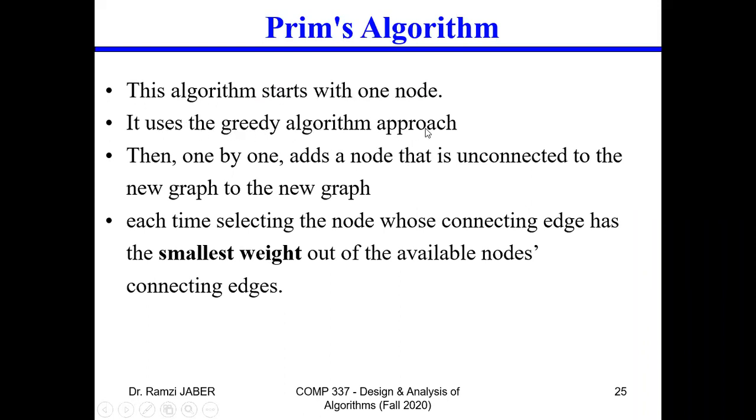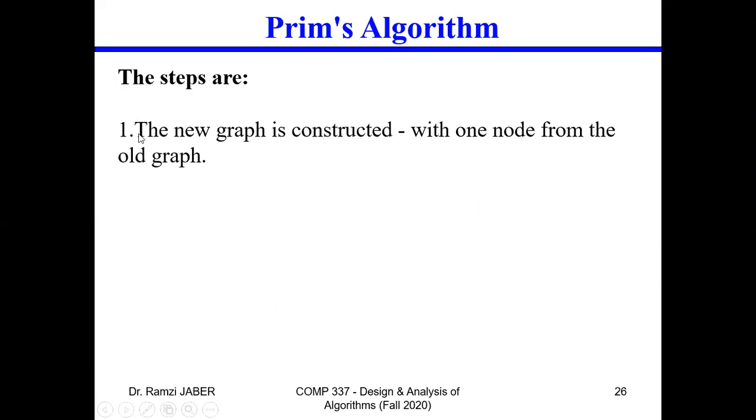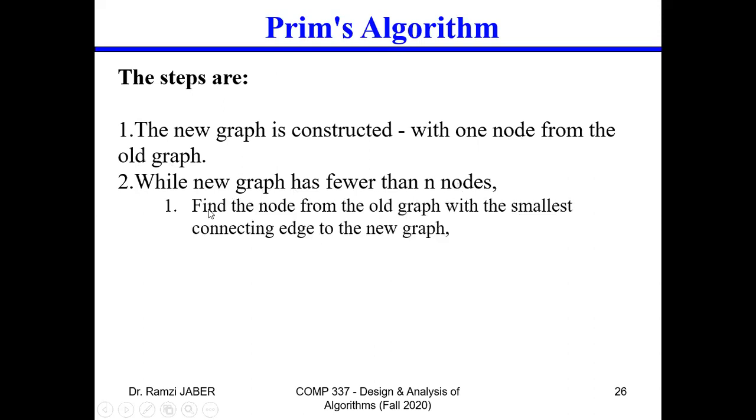Also, it uses the greedy algorithm approach. Then, one by one, it adds a node that is unconnected to the new graph, each time selecting the node whose connecting edge has the smallest weight. The same, but here node by node, okay? The steps are: the new graph is constructed with one node from the old graph. We start with one node. While the new graph has fewer than n nodes, find the node from the old graph with the smallest connected edge to the new graph, and add it to the new graph.